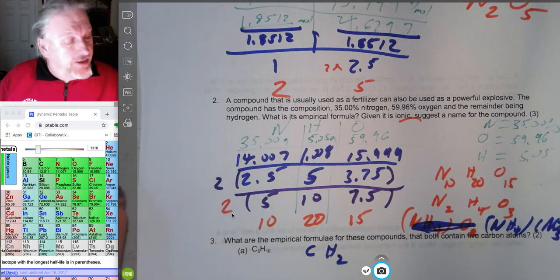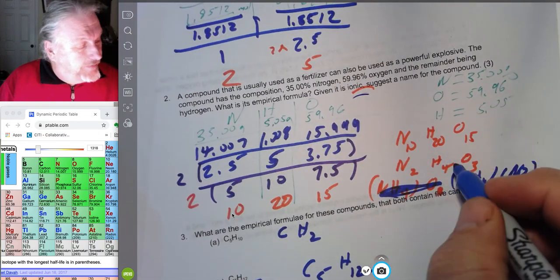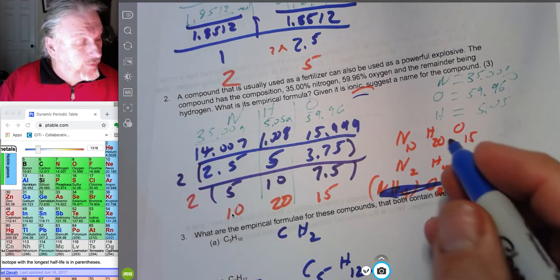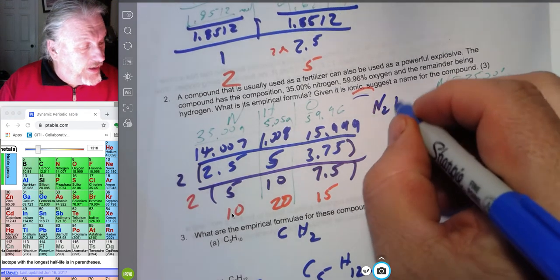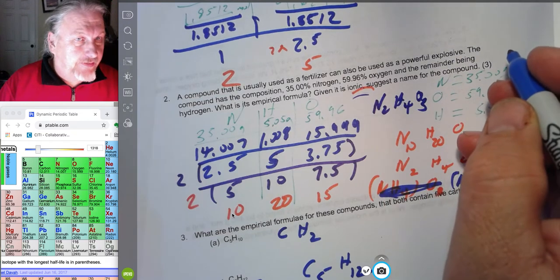This is Coach Scott. So I went back and re-looked and rethought, and the key word there is ionic. So I was right. N2H4O3. I've got to think about that one, right? Got to think about that one.